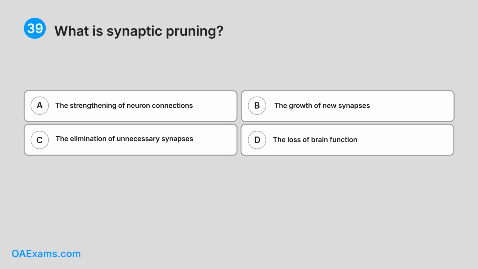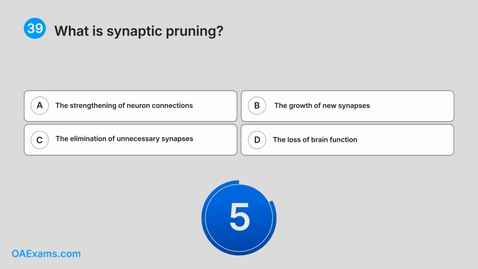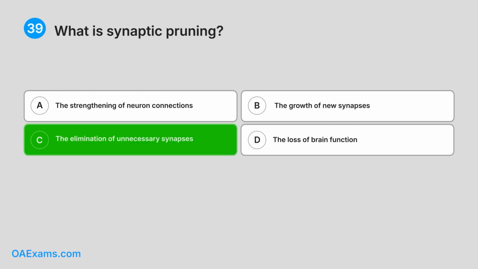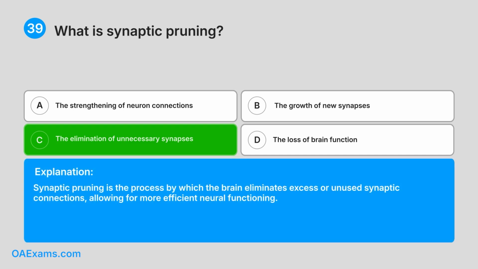39. What is synaptic pruning? A. The strengthening of neuron connections. B. The growth of new synapses. C. The elimination of unnecessary synapses. D. The loss of brain function. Can you guess the answer? Correct answer. C. The elimination of unnecessary synapses. Explanation. Synaptic pruning is the process by which the brain eliminates excess or unused synaptic connections, allowing for more efficient neural functioning.